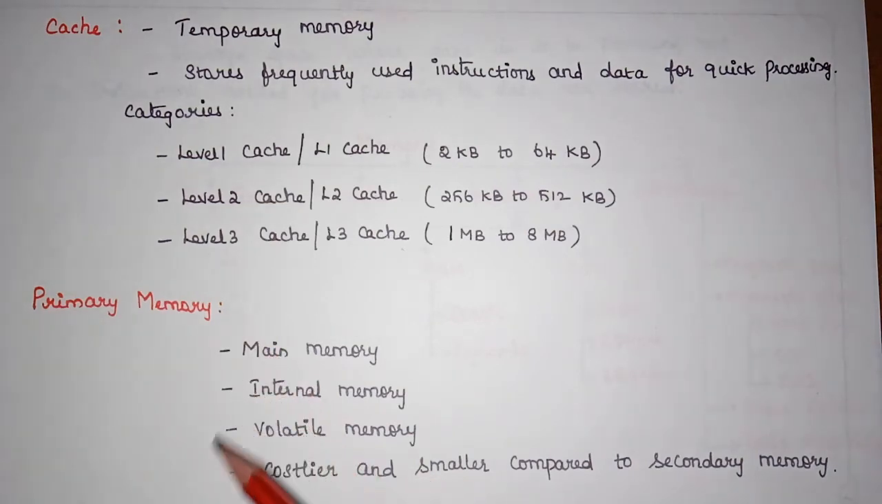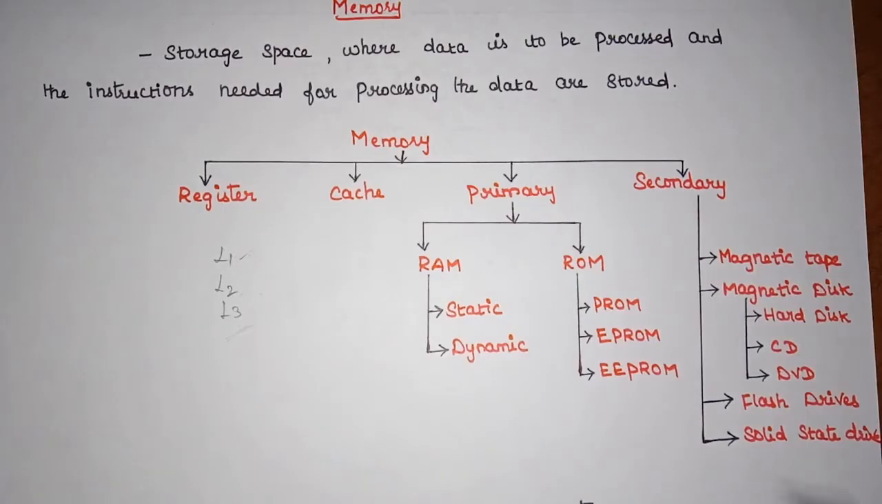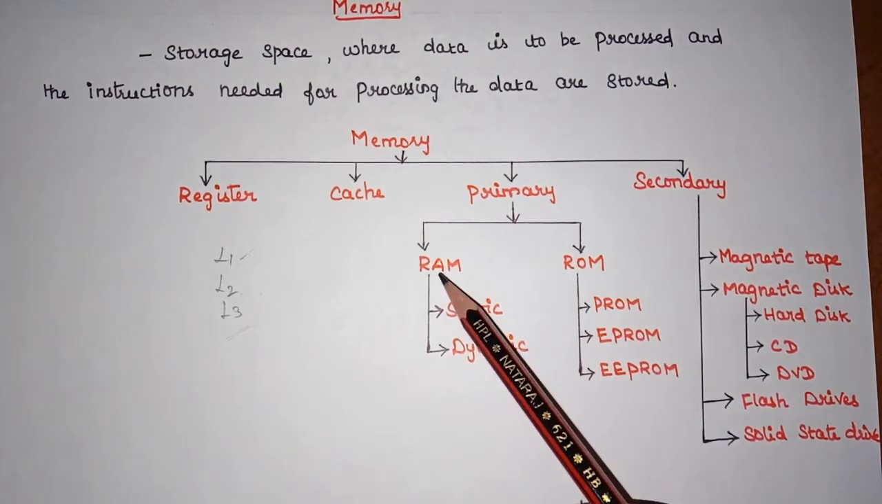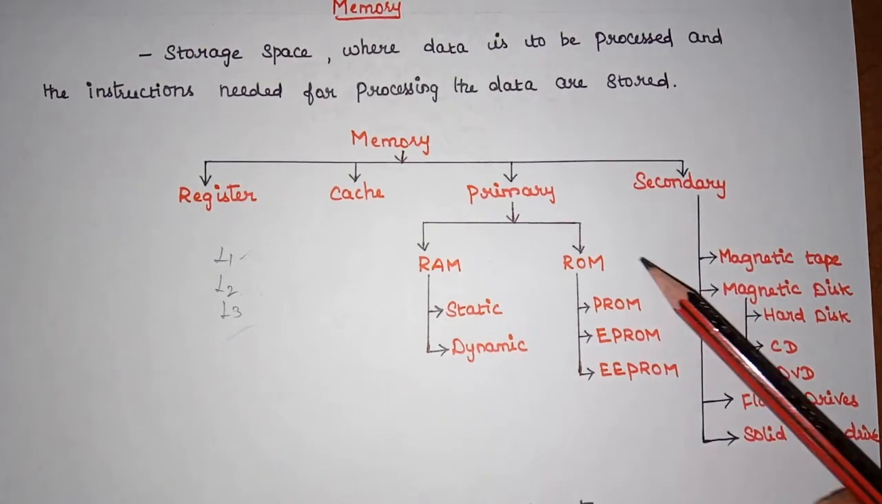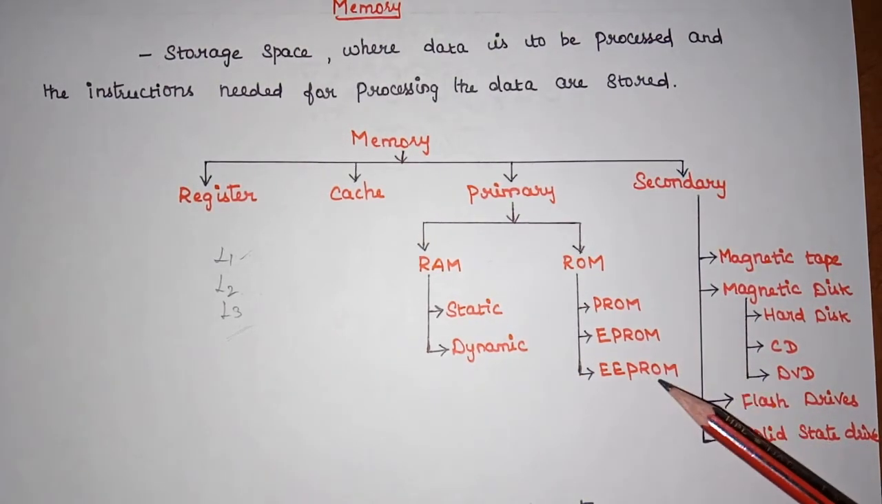In primary memory we again have some classifications. The primary memory is classified into RAM and ROM. RAM is again classified into static RAM and dynamic RAM. ROM is classified into PROM, EPROM and EEPROM.